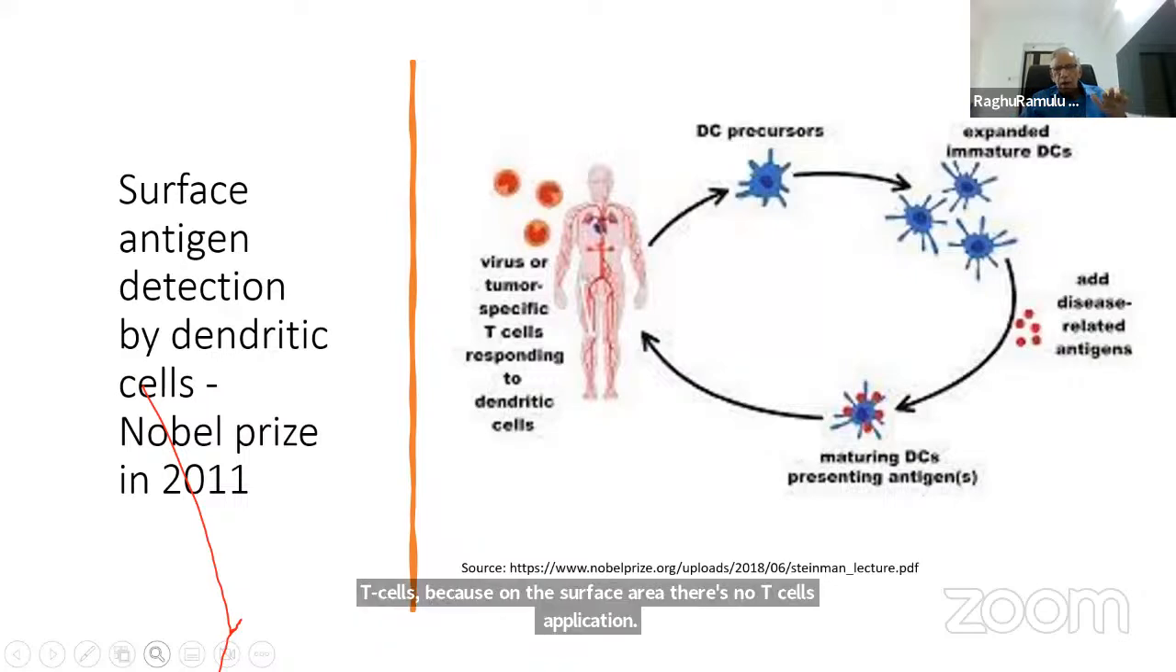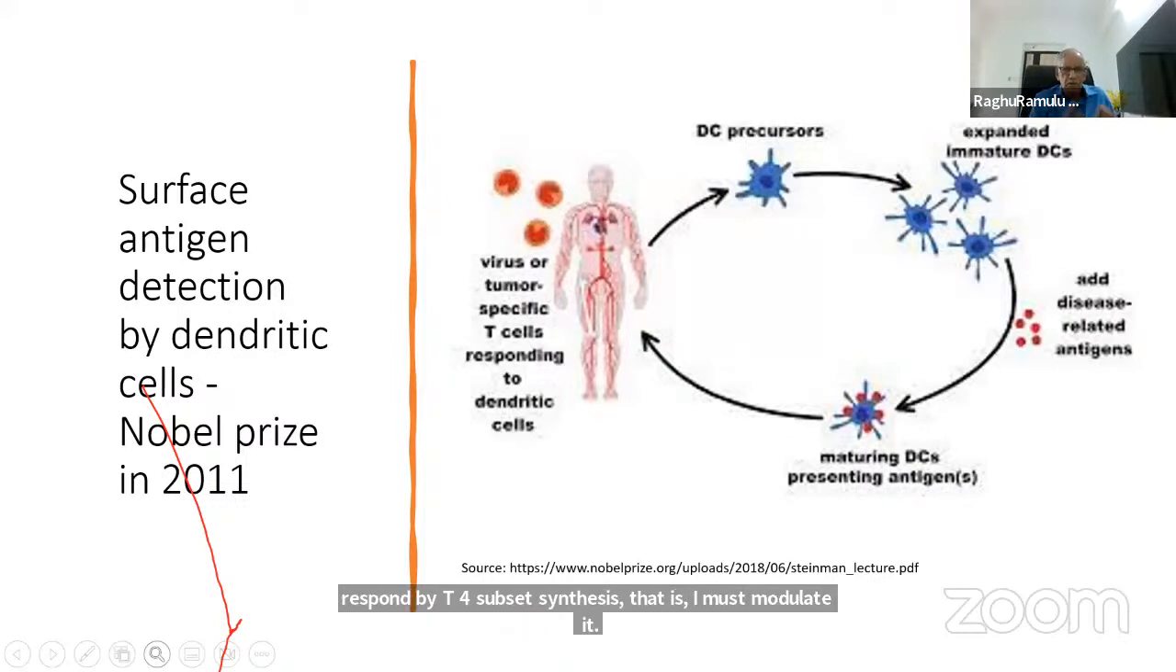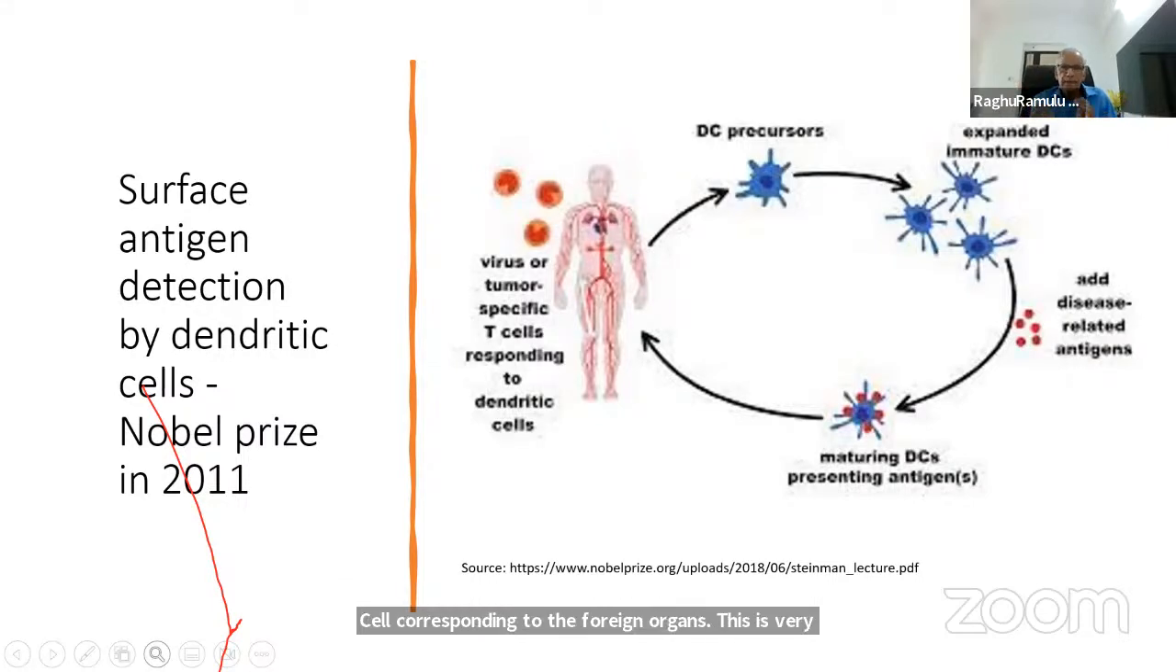But how to detect the environment which is there on the surface of the body? Then it was proved that dendritic cells are evenly distributed like nerve cells, and they are responsible for communicating the infectious organisms to the T cells, so that the T cells will be able to generate an antibody, or respond by T4 subset synthesis, that is thymus modulated cell corresponding to the foreign organism. This is very important, because whenever a dendritic cell is communicating with the T cells, the first helper cell is an identification cell to the foreign organism.